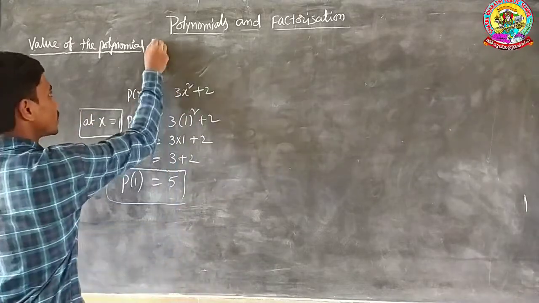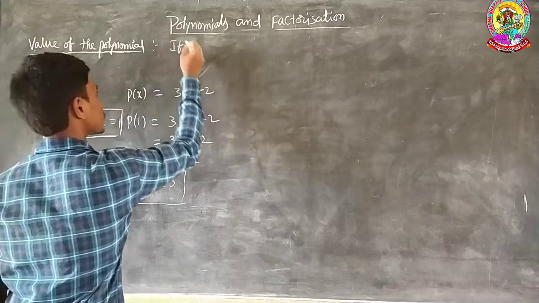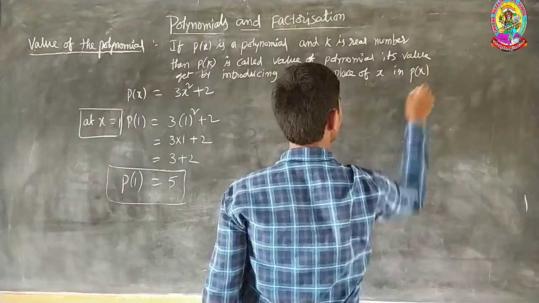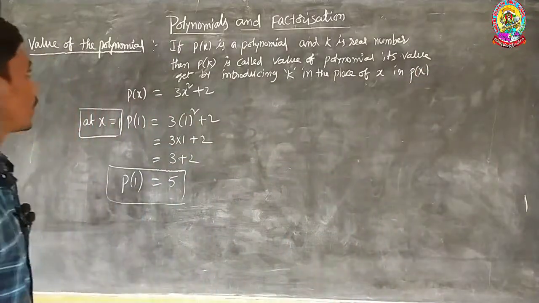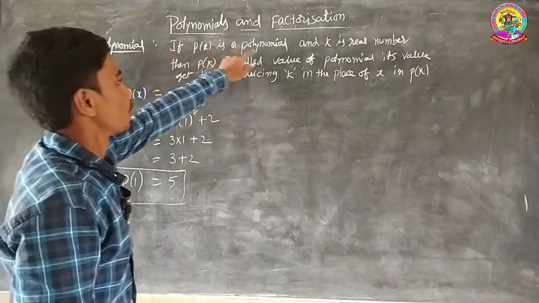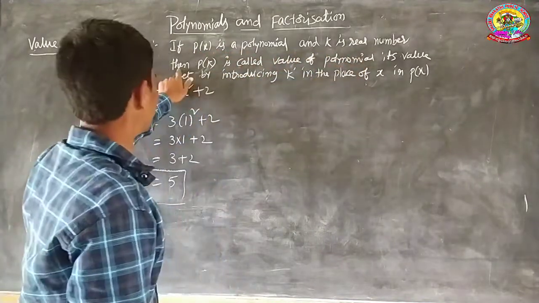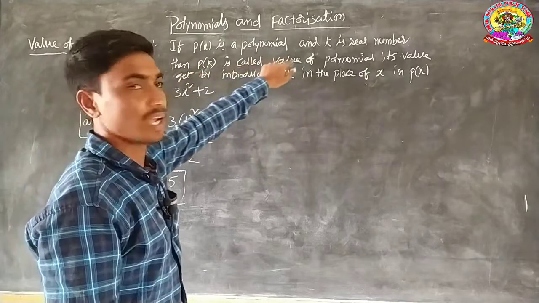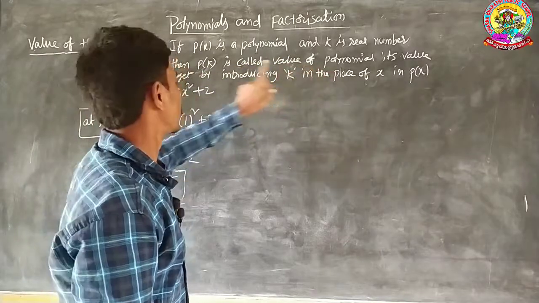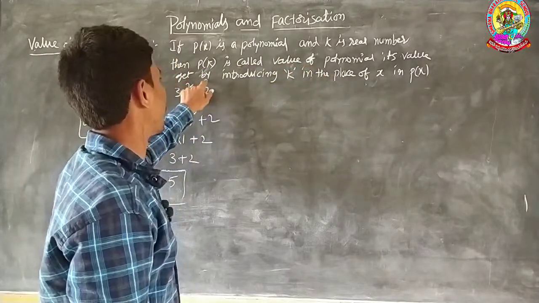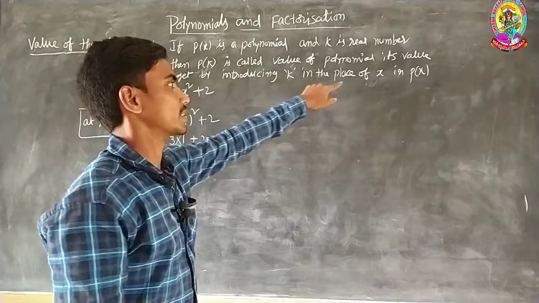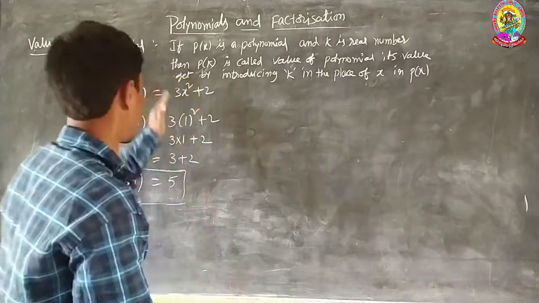So in general, the definition of the value of the polynomial: if p of x is a polynomial and k is a real number, then p of k is called the value of the polynomial. Its value is obtained by introducing k in the place of x in p of x, like this.